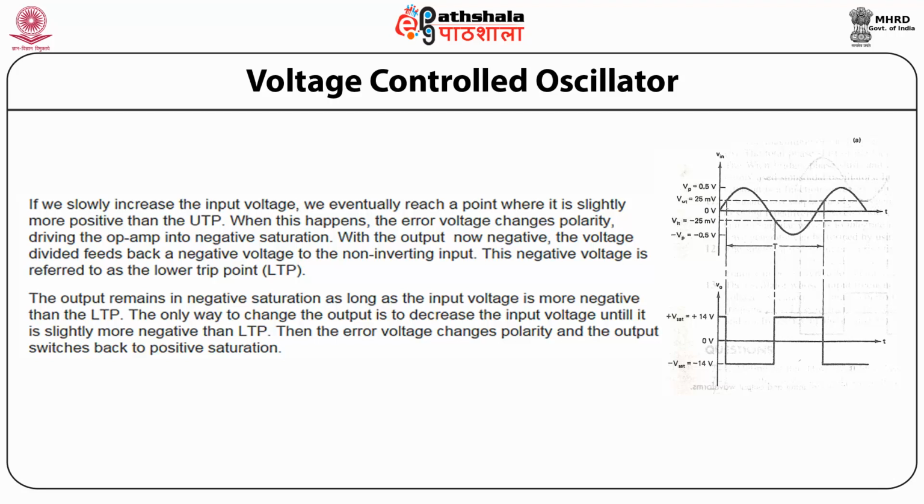The output remains in negative saturation as long as the input voltage is more negative than the LTP. The only way to change the output is to decrease the input voltage until it is slightly more negative than LTP. Then the error voltage changes polarity and the output switches back to positive saturation.